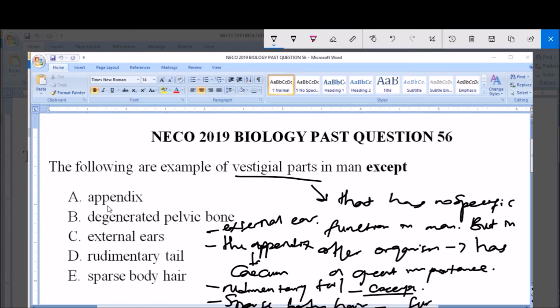Now, looking at the options, option A says appendix, which is part of the vestigial parts. Option C says external ears, which is part. Rudimentary tail is part, and sparse body hair is part. But the only option here that is not an example of vestigial part in man is option B, which is degenerated pelvic bone. It is not a vestigial part in man, and that is the answer to this question.